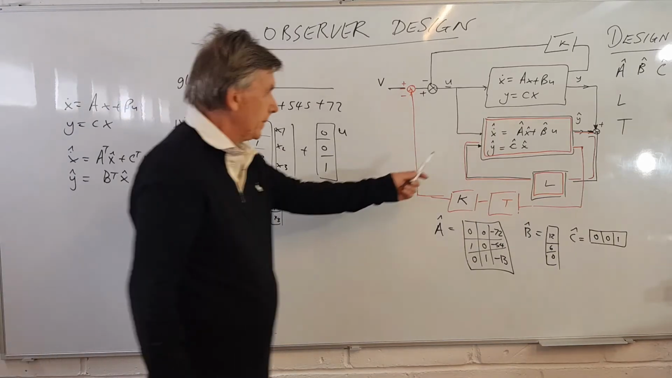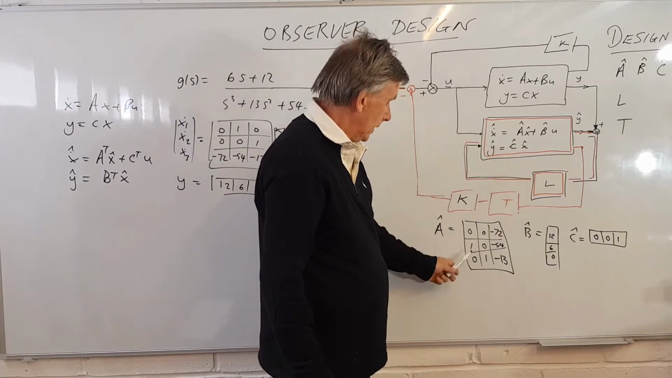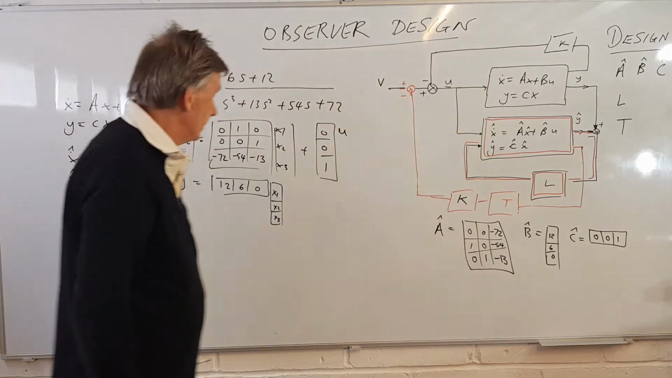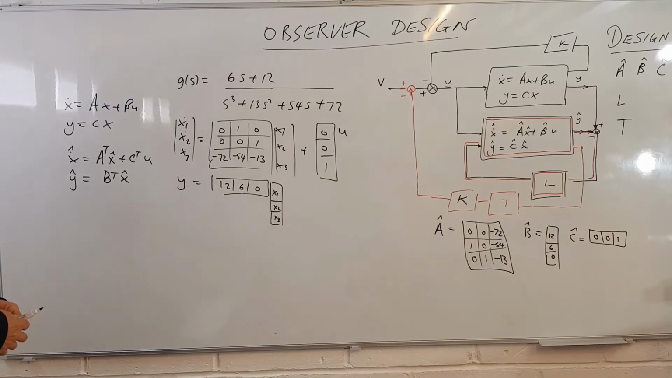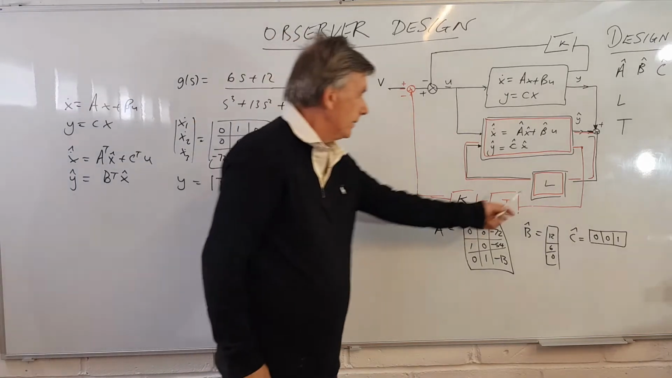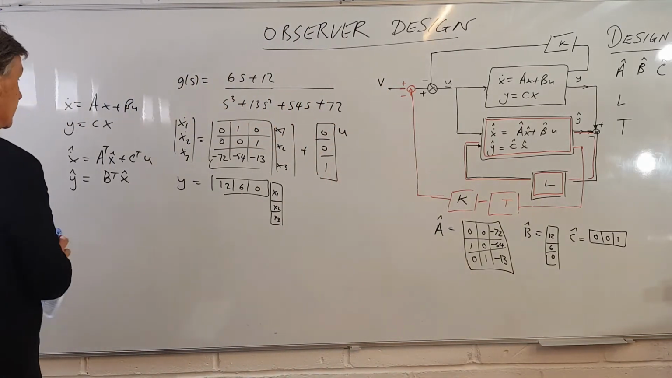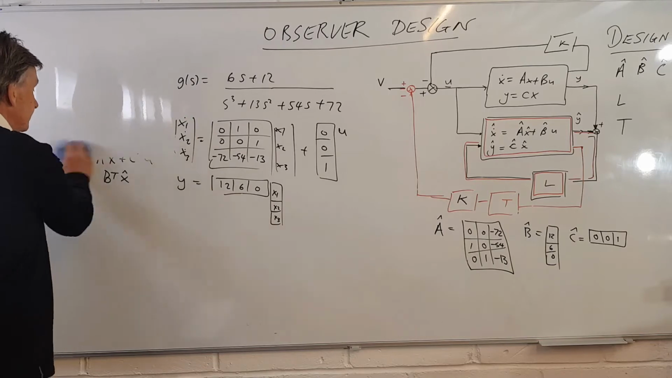That's getting the state space representation for our observer. That's this A, that's the B, and that's the C, corresponding to those particular parameters. The next stage is to design the L. So we'll just make ourselves a bit of space here.